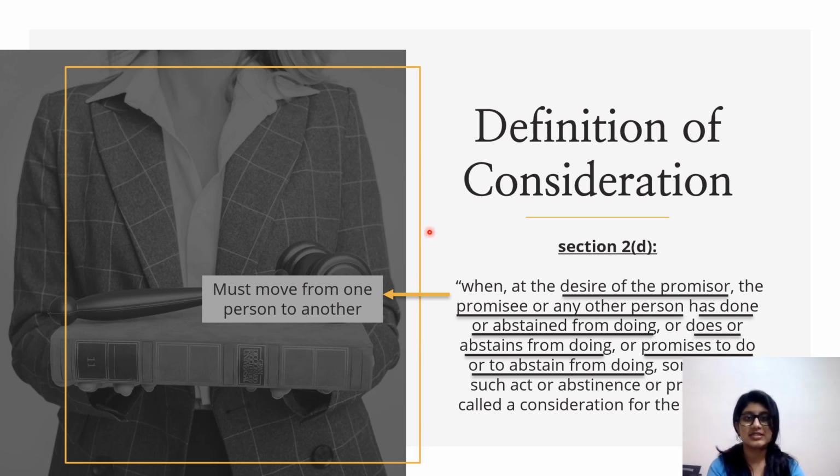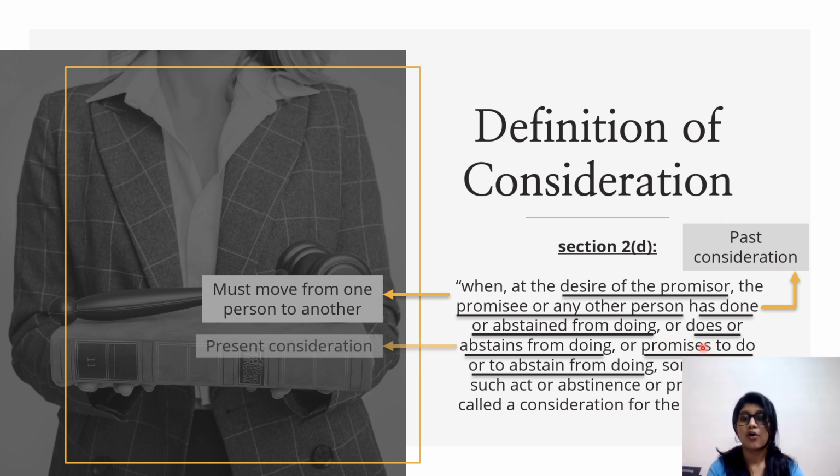One of the persons involved has to be one of the people in the act, but it might also arise from any other person, right? Then we see that this act covers three different types of considerations. One is has done or abstained from doing. This is what is known as a past consideration. It has happened in the past.